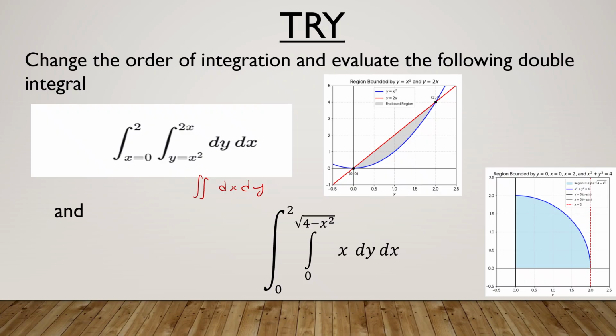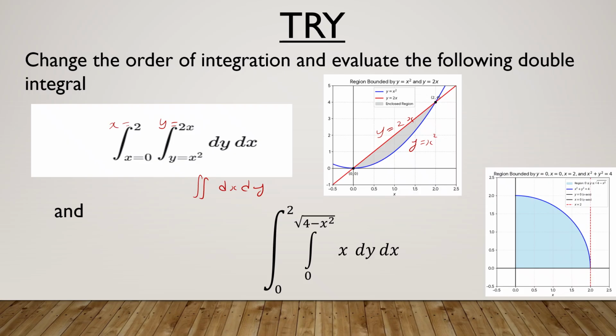So the lower limit is y equal to x square. It is a parabola about the y axis, vertex at the origin, and the upper limit is y equal to 2x, which is a straight line passing through the origin. x equal to 0 is the y axis, and x equal to 2 is a straight line parallel to the y axis passing through the point 2, 0 on the x axis. So the region is shaded here in gray color. This straight line is y equal to 2x, and this is the parabola y equal to x square.